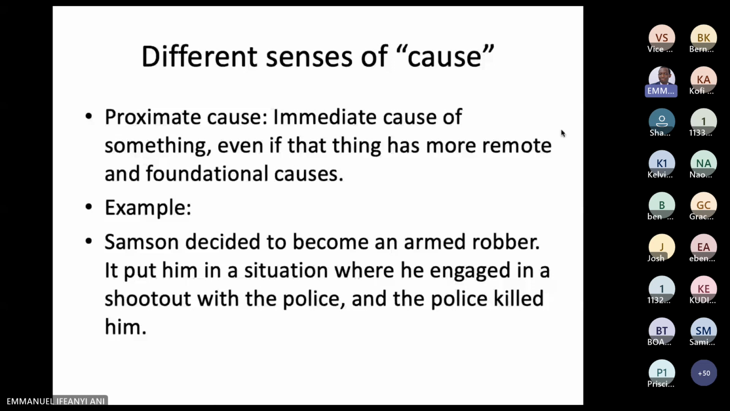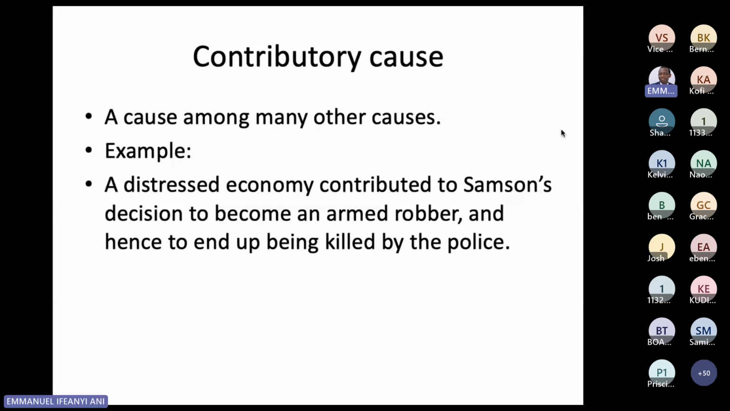Now, this is important because it helps us to see some other kinds of causes. Let's look at contributory cause. A cause among many other causes. Contributory is a word that tells you that something is contributing among others. Example, a distressed economy contributed to Samson's decision to become an armed robber and hence to end up being killed by the police. Although Samson died from gunshot wounds in a shootout with the police, there are other causes of that death. One of them is a distressed economy. In this particular example, Samson wouldn't have become an armed robber in a better economy.